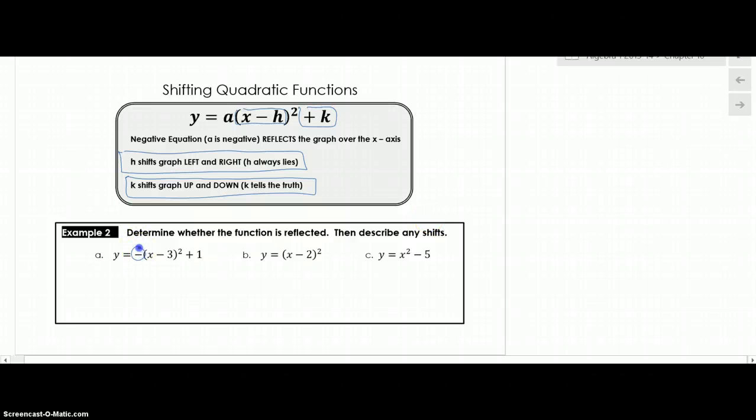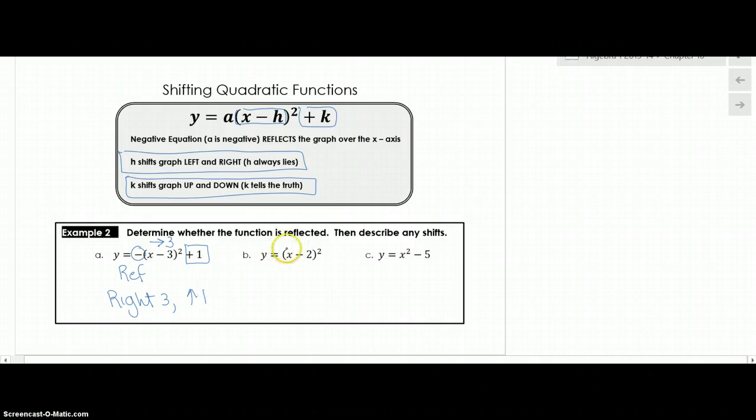Again, in example A, this is reflected because of the negative. Here we've got x minus 3, that's h, but it lies, so it looks like it's going to go left 3, but we're really going to go right 3. K is off at the end here, and it tells the truth, so plus 1 means up 1.